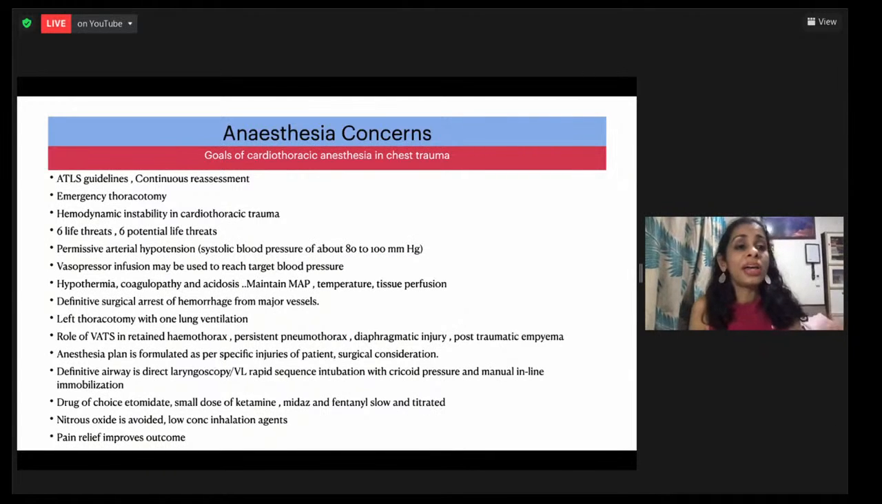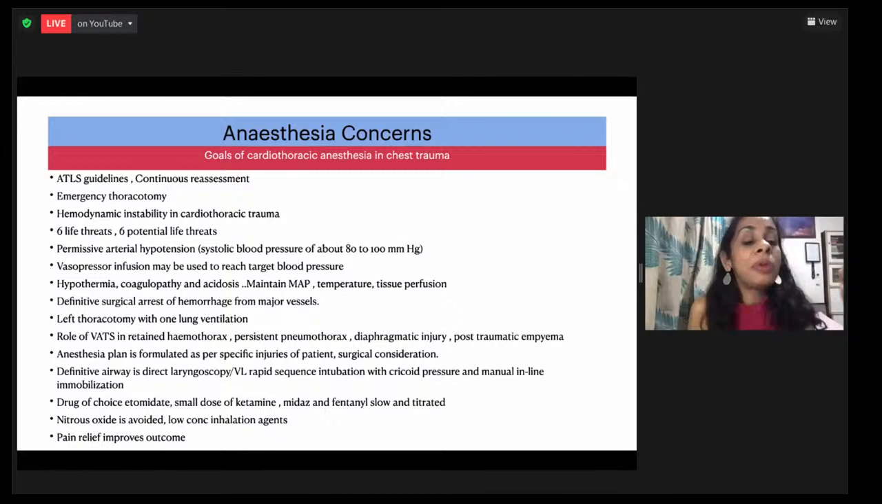Okay, so I'd like to again stress my anesthesia concerns, or the goals of cardiothoracic anesthesia in chest trauma. One, we have to know our ATLS guidelines by heart. We have to know our airway, breathing, circulation, disability, exposure. There has to be continuous assessment and reassessment to catch the life-threatening injury at the correct point and save the patient and prevent mortality. Emergency thoracotomy, yes, is a point to save the patient. Hemodynamic instability is always there with cardiothoracic trauma. So we remember our 6 life threats and our 6 potential life threats, which I've said.